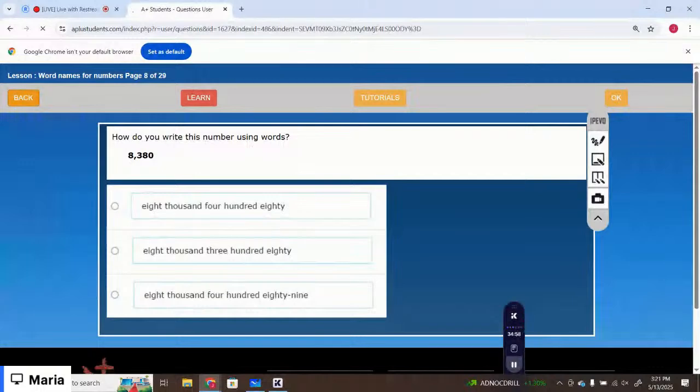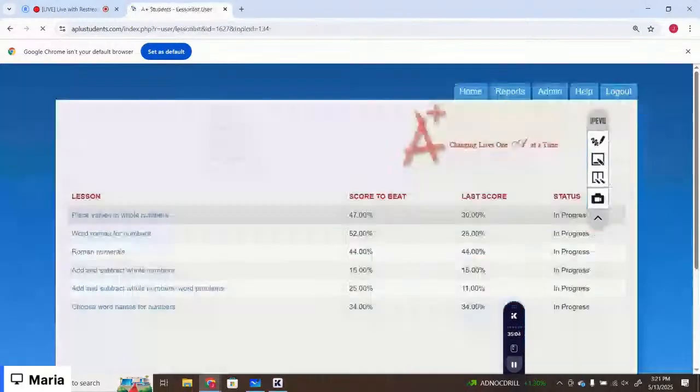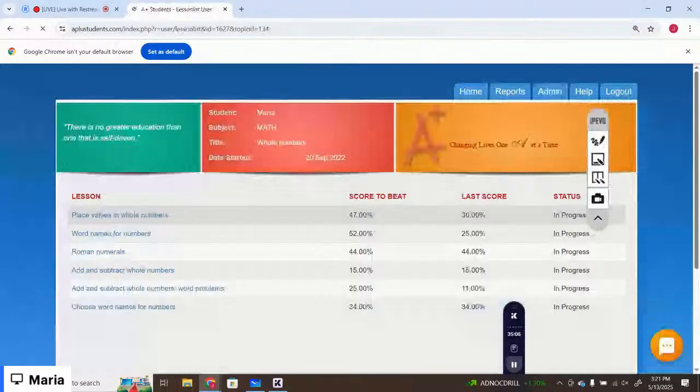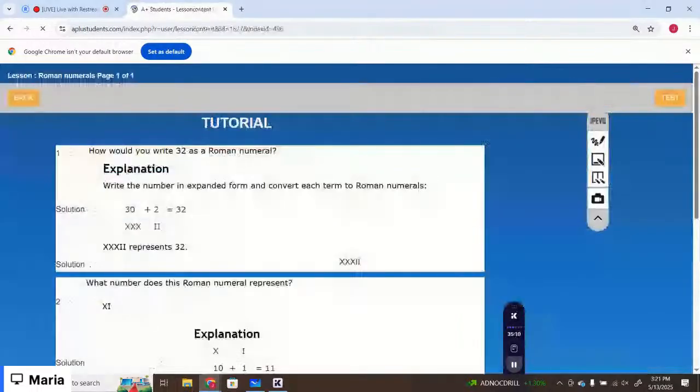Okay, the next lesson is Roman numerals. Just start with the lesson. How would you write 32 as a Roman numeral?